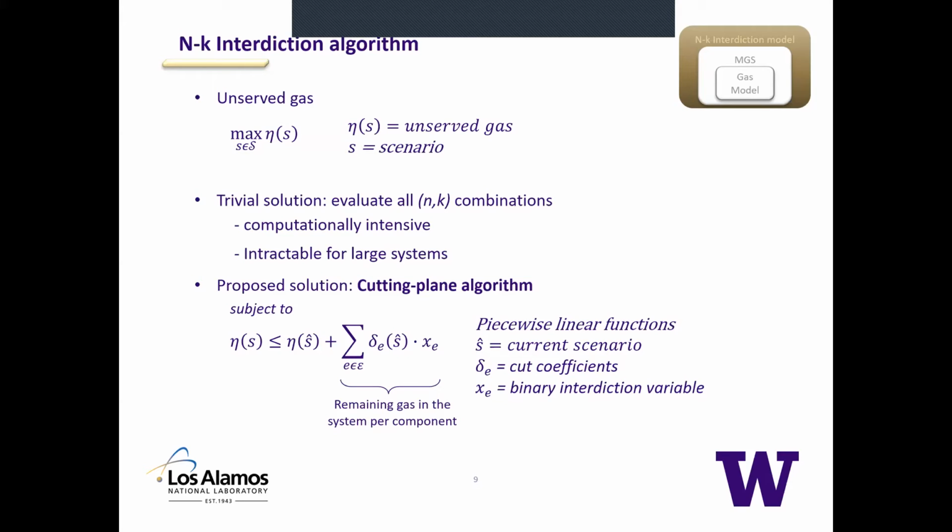as the amount of load left in the system available to interdict. Part of the art of this algorithm is finding cut coefficients that tighten the space and the upper bound as fast as possible to minimize the iterations that are incurred to find the solution.